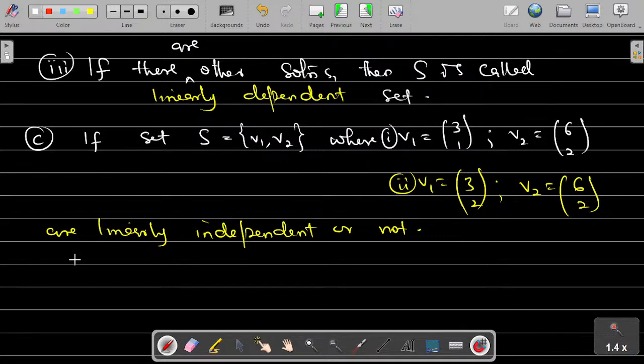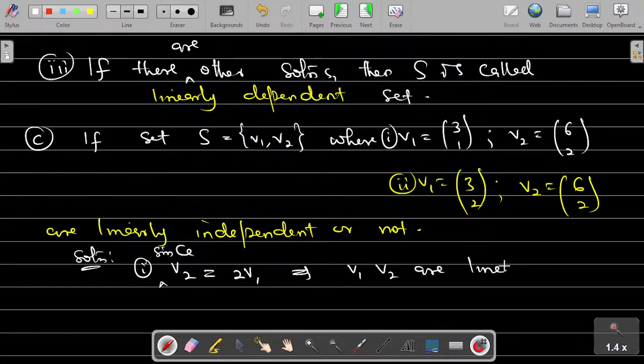So for I now, I can actually put solution here if I want. So for I, which is the first one, you can clearly see, we have been saying it before now, that once any vector is a multiple of another, then both of them are linearly dependent. So we can see that V2 is equal to 2V1. Since V2 is equal to, if you multiply this by 2, you will get this. So it only implies that V1 and V2 are linearly dependent.